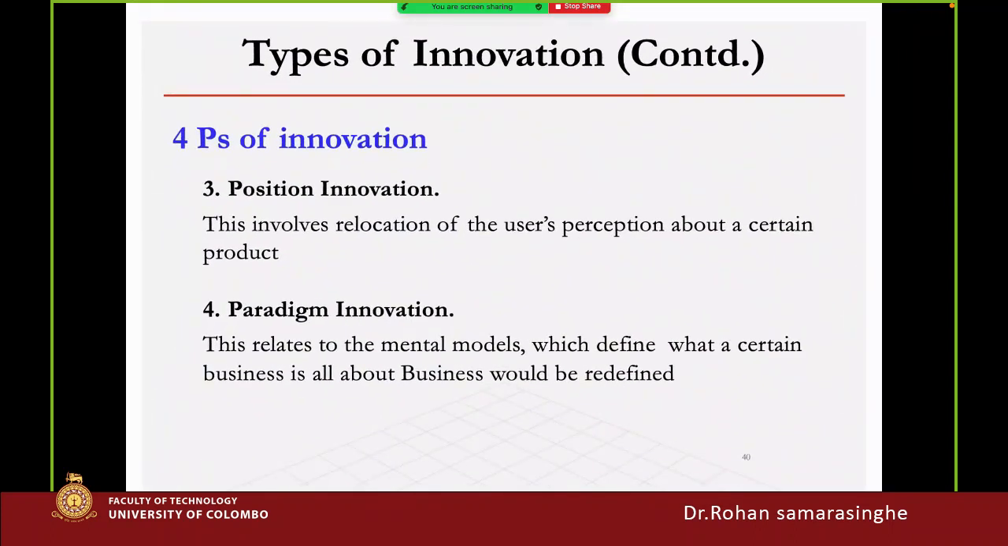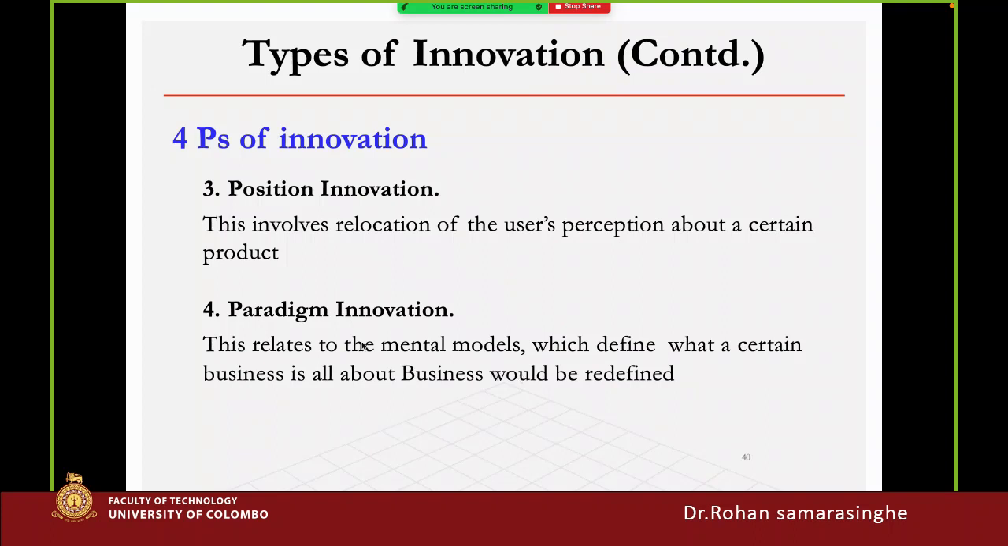Position innovation involves relocation of the user's perception about a certain product. Relocation of the user's perception means the brand and brand name; you have to understand what a brand and brand name are. A brand name is a hook where the brand hangs in a customer's mind. So the perception of the product can be changed. How can it change? By improving the quality, using different technology, sophistication, user friendliness, other things, and durability. By improving those characteristics, the position can be relocated in the user's mind.